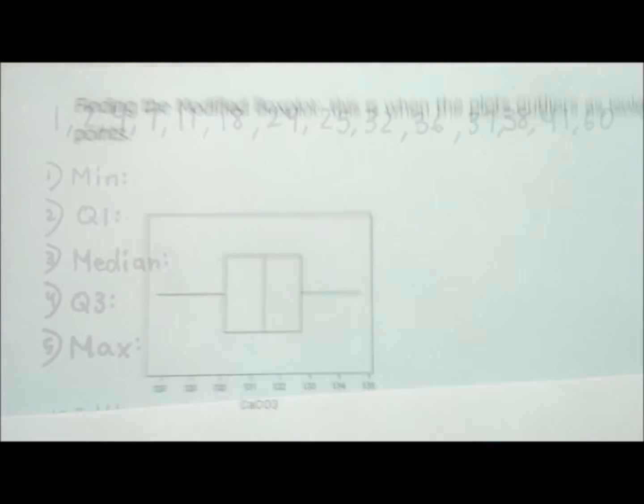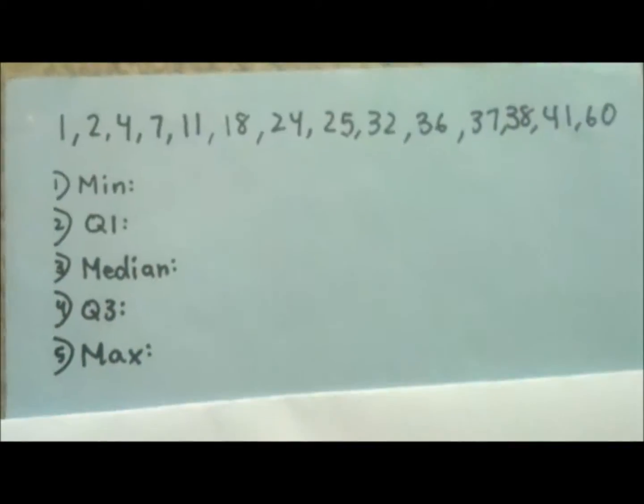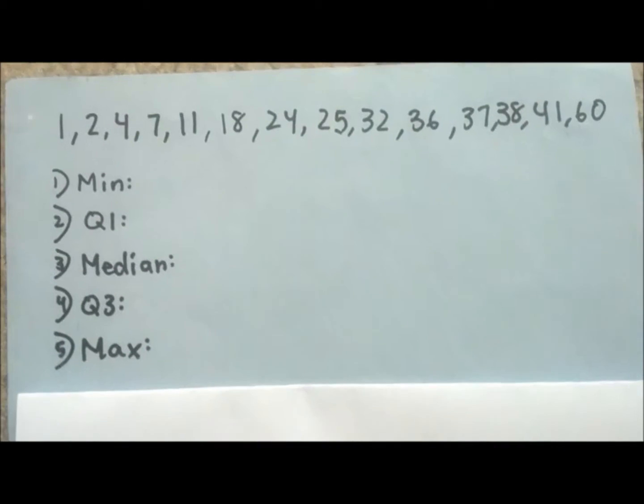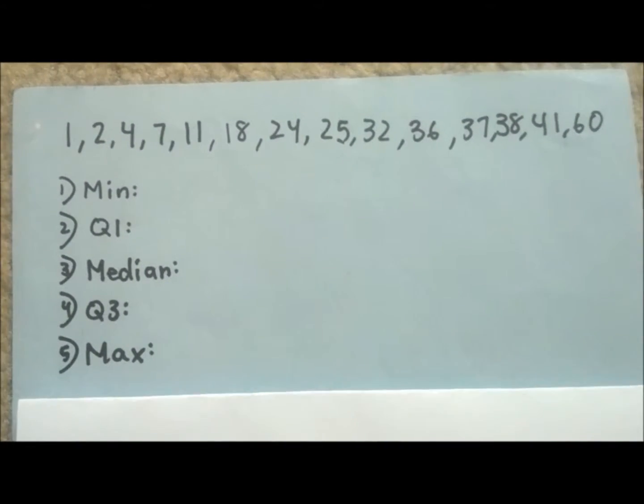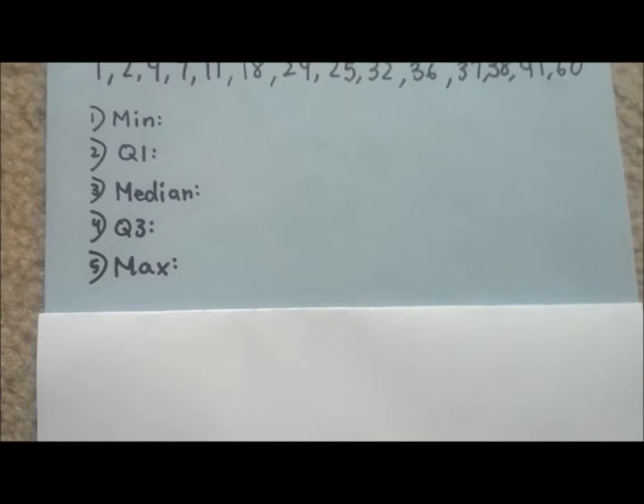These relate to this box plot right here. Okay, now we're going to work on an example. With these following numbers, we'll find the minimum, quartile 1, median, quartile 3, and the maximum. First, we find the median, because that's the center of everything, literally.